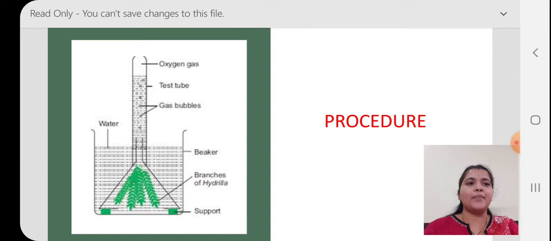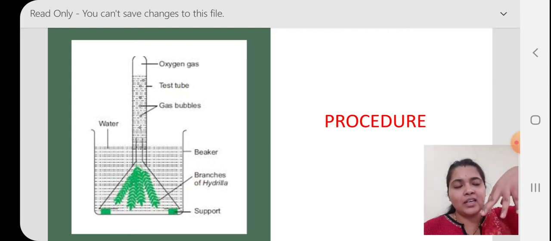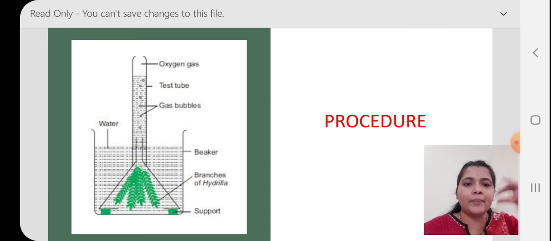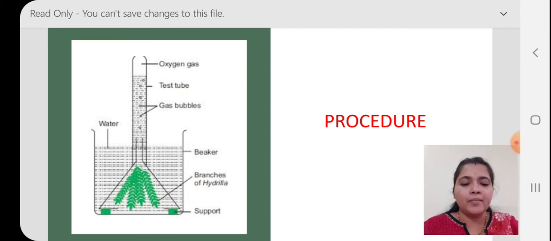Arrange the apparatus as shown in the figure. Place some water plant like Elodea or hydrilla in a short stemmed funnel and keep it in a beaker, and that funnel should be in an inverted position. You fix the hydrilla plant twig and keep it in an inverted position. Then pour the water in a beaker.